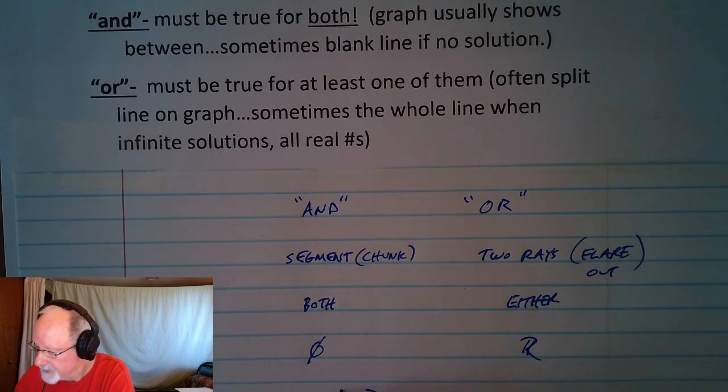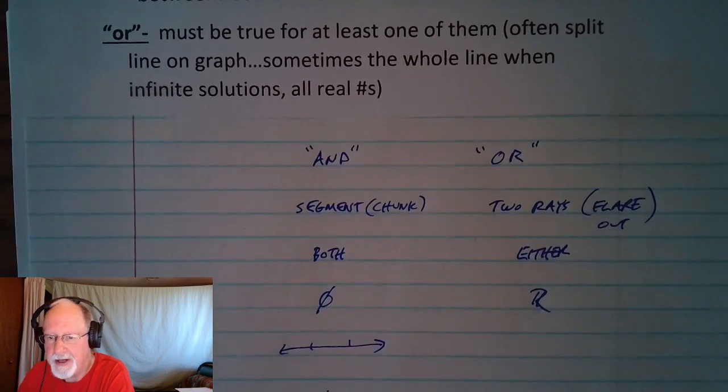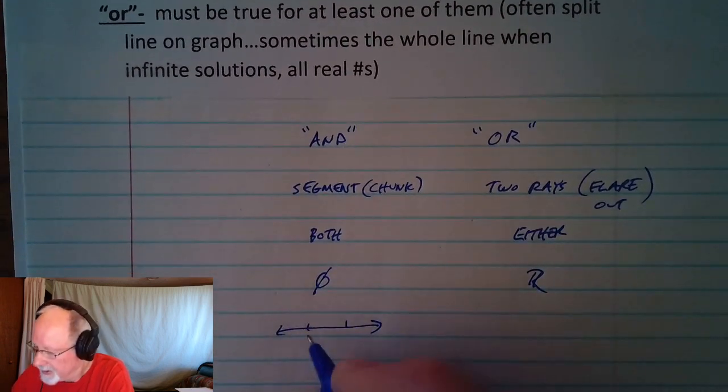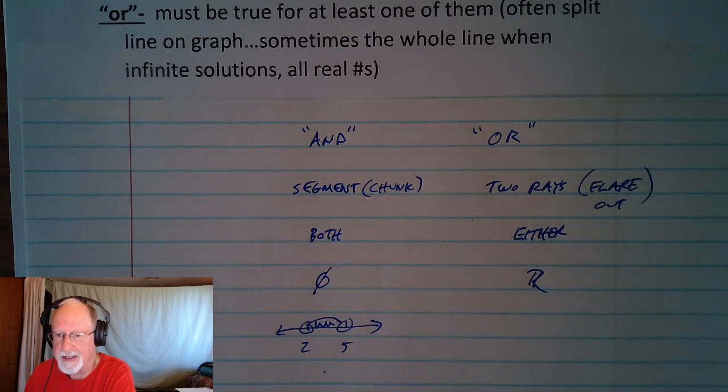And so when we look to graph them, like I said, it's a chunk. So we'd have two crucial points. Say it was 2 and 5. If it was an and kind of compound inequality, we'd have dots or circles on those crucial points, and it would get filled in, would look like this.